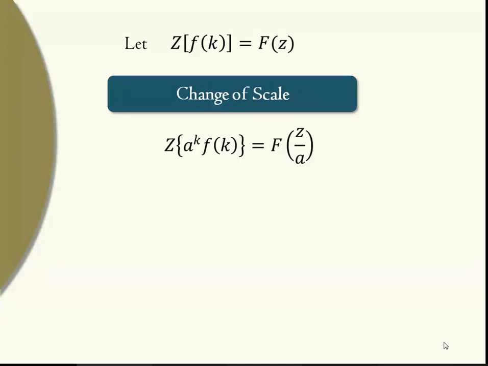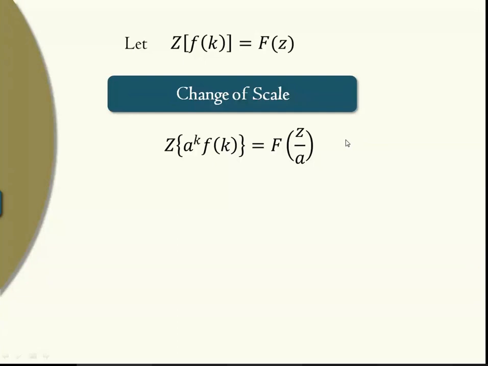In this property, if the function f of k is multiplied by a raised to k, then the Z transform of a raised to k into f of k is equal to f of z by a. So if you know the Z transform of f of k, we can find the Z transform of a raised to k into f of k. Wherever there is a z in this function f of z, replace it by z by a. And by that, we can get the Z transform of the function which is multiplied by a raised to k. So this is the first property.